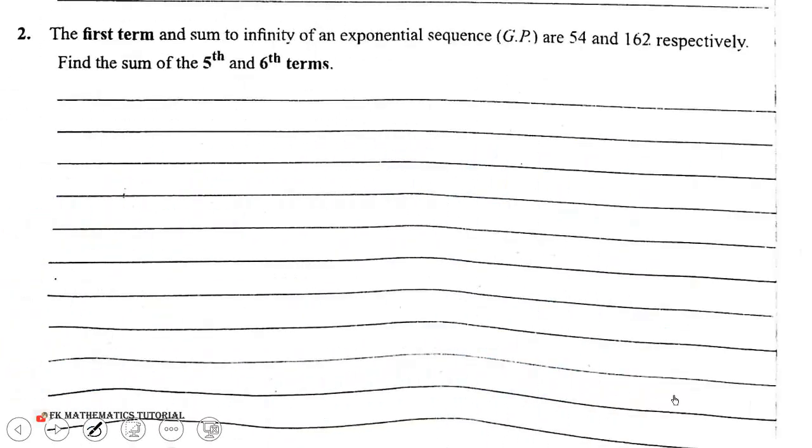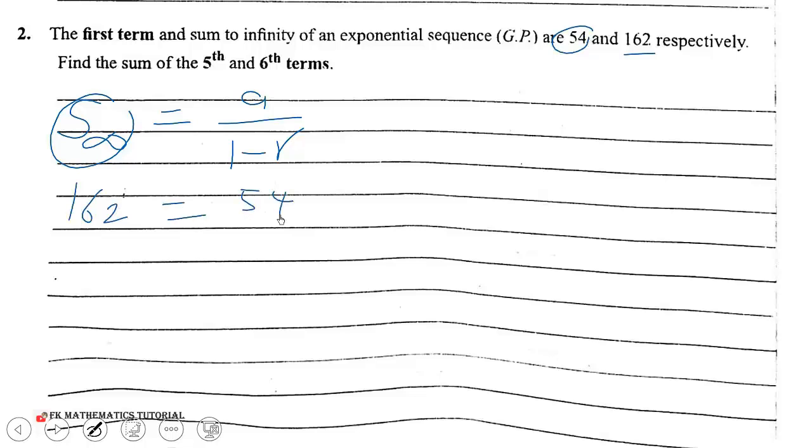We have this question which says the first term and sum to infinity of an exponential sequence GP are 54 and 162 respectively. Find the sum of the fifth and sixth terms. So we know that the sum to infinity of an exponential sequence is given by the first term over 1 minus the common ratio r. So the sum to infinity is 162, you put it here. And then the first term is 54, you put it here, over 1 minus r.